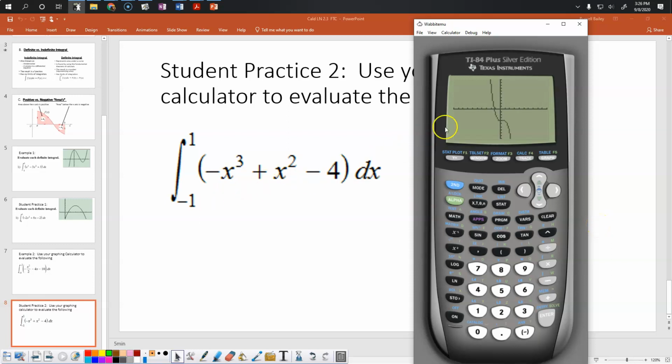Now I want to find the area from -1 to +1. So that would be from here to here. It'd probably be like shading there. So what we're going to do is push second, trace, 7, lower limit, upper limit. So lower limit is -1, upper limit is +1, and there's our answer.